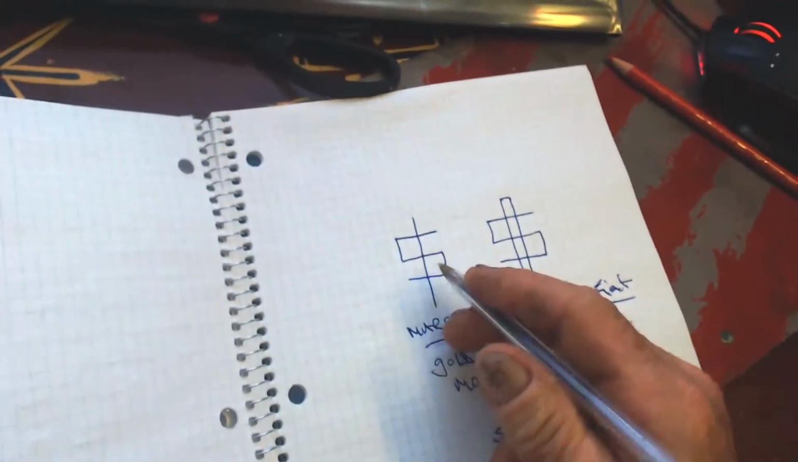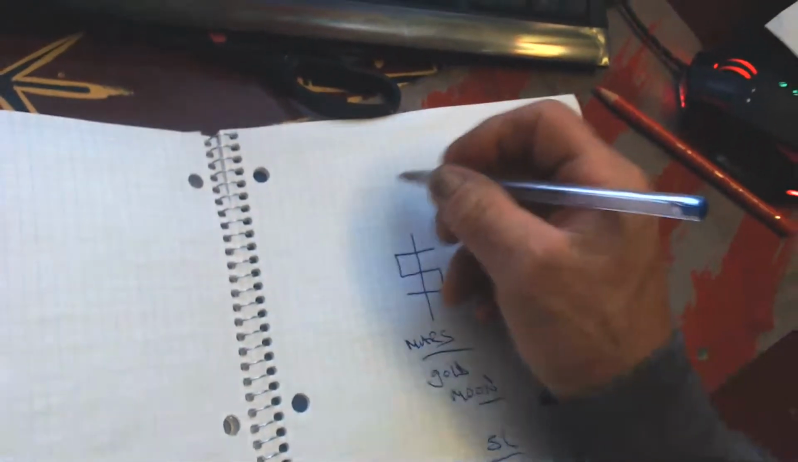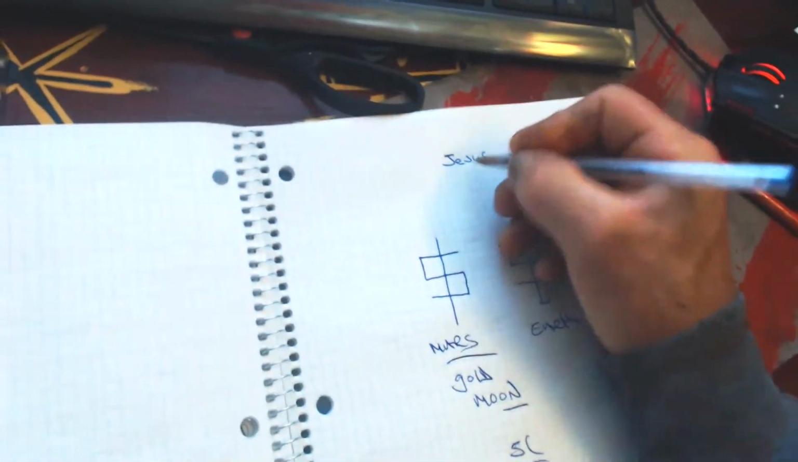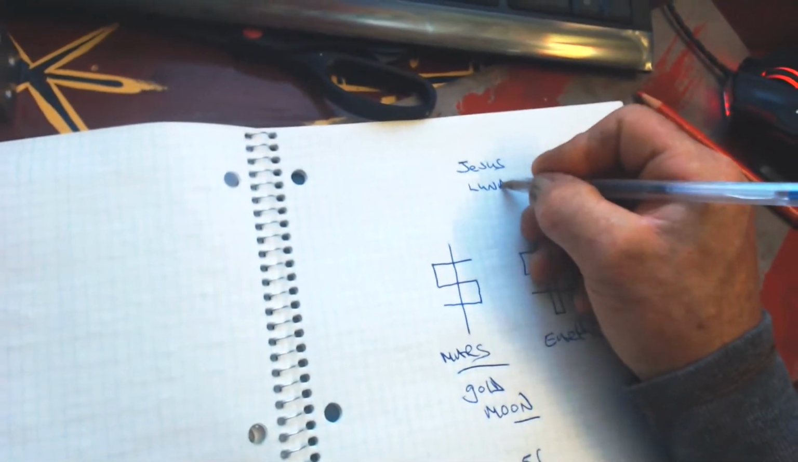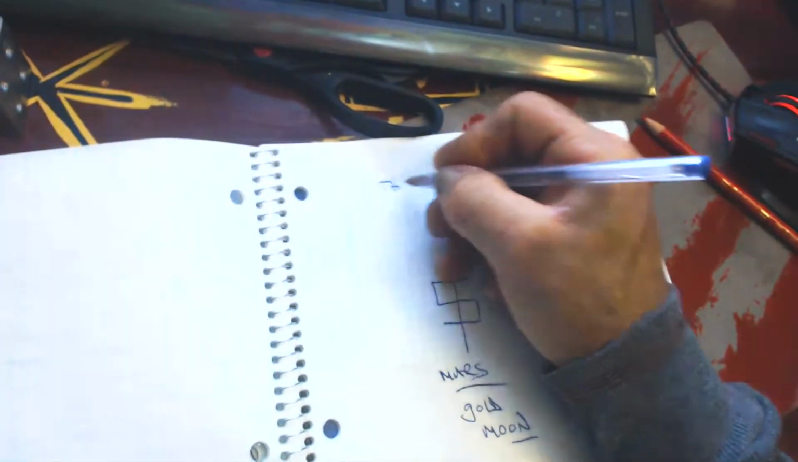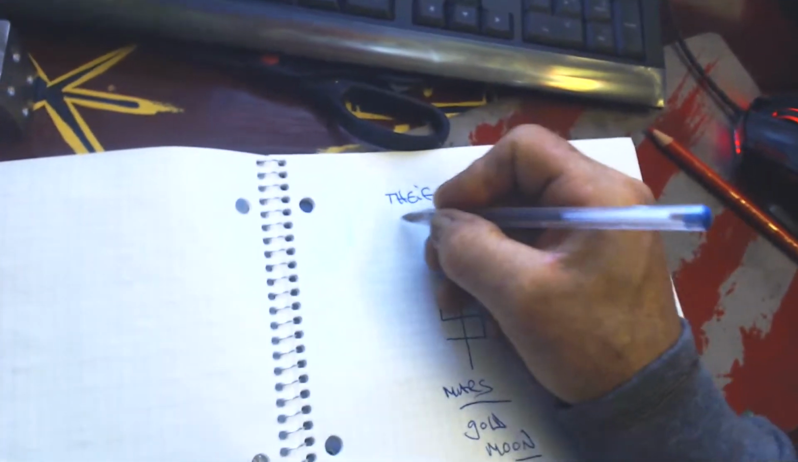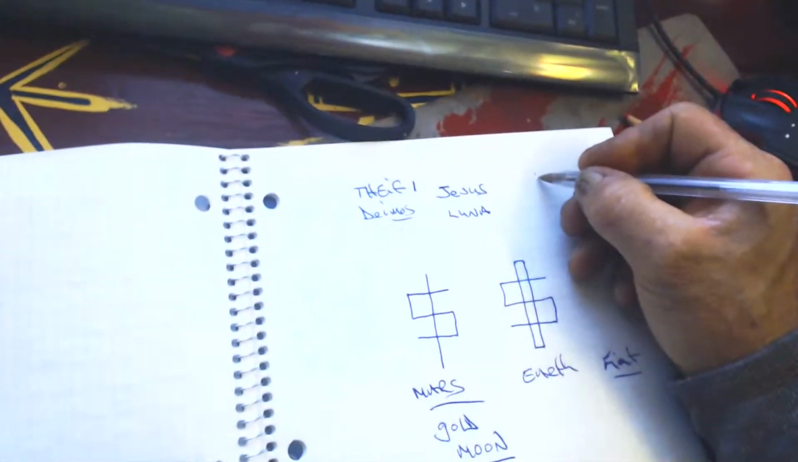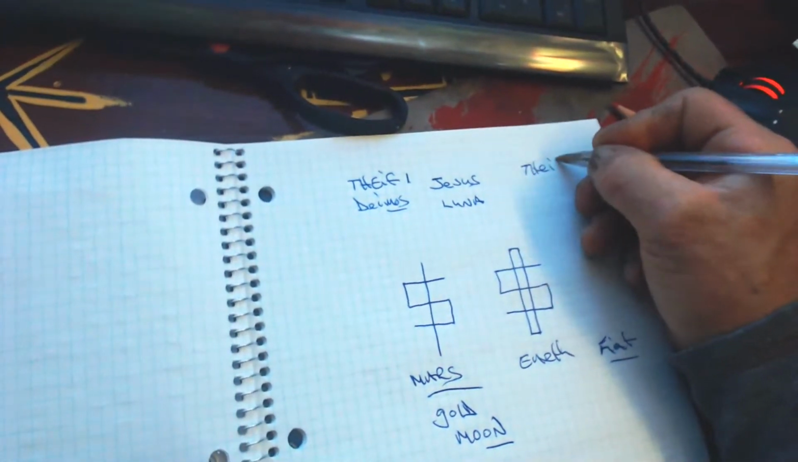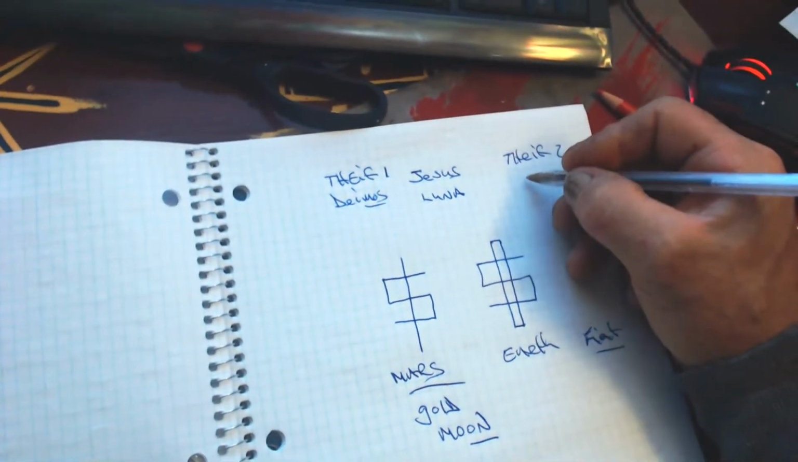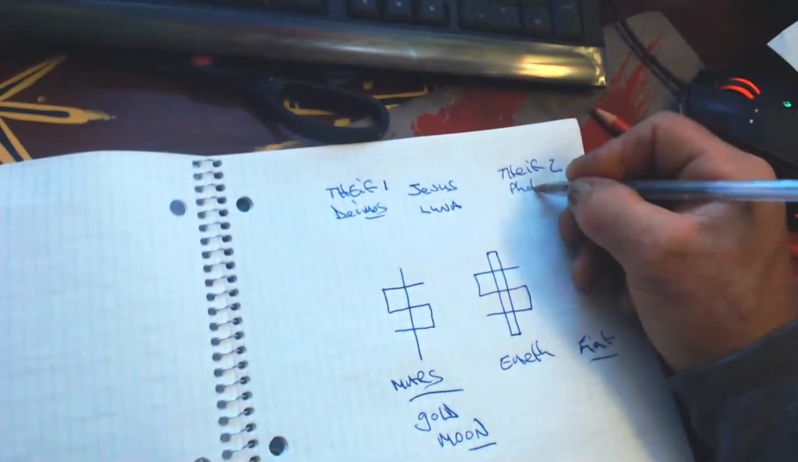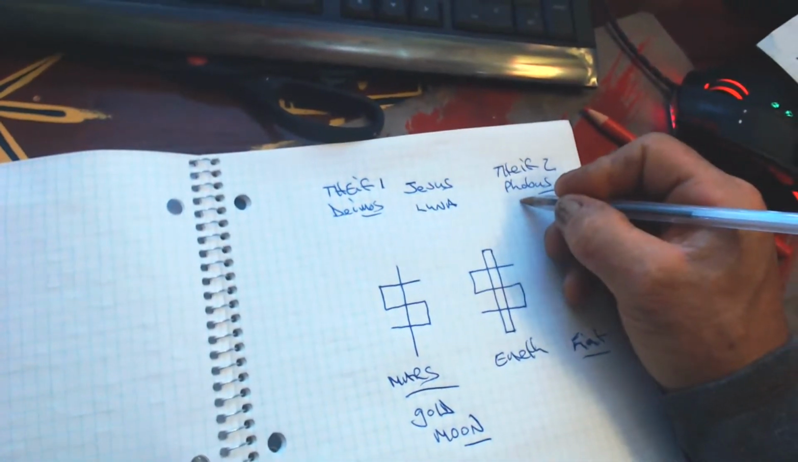51, look on the cross. And don't forget, we're going to put Jesus, we're going to call it Luna. Then we're going to put thief, and we're going to call it Demas. And then we're going to put thief 1 and thief 2. Okay, and we're going to call it Phobos. Right?